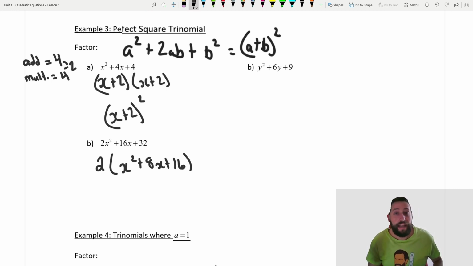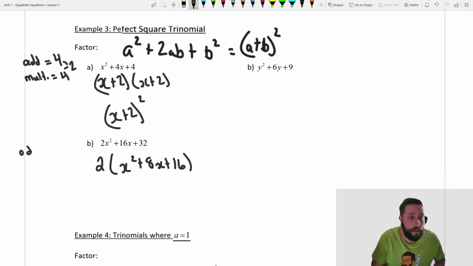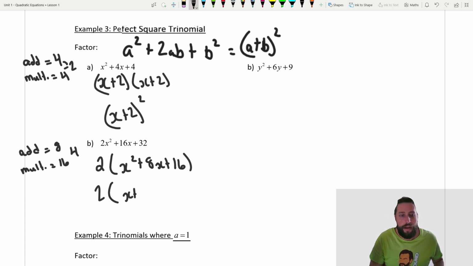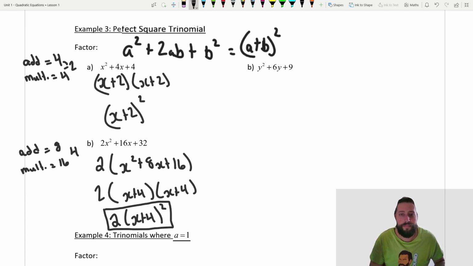Again, we're going to add to give us 8, but multiply to give us 16. What number multiplies to give you 16, but adds to give you 8? In this case, it's going to be 4. So then we're going to have 2, and then x plus 4, x plus 4. But because they are the same, we can rewrite it to be 2 times (x plus 4) squared. And that is your final answer for this one.